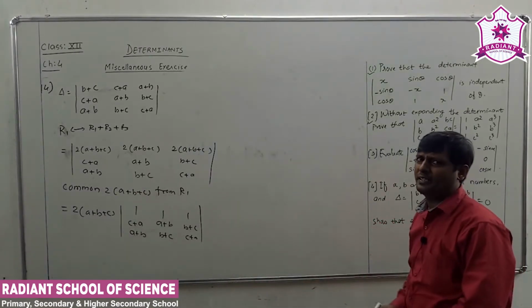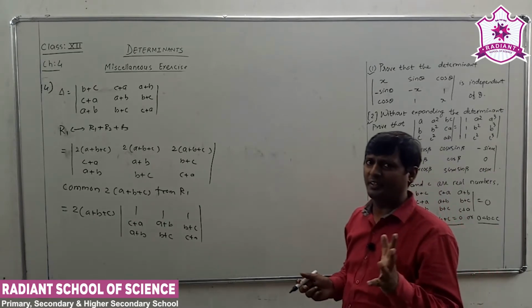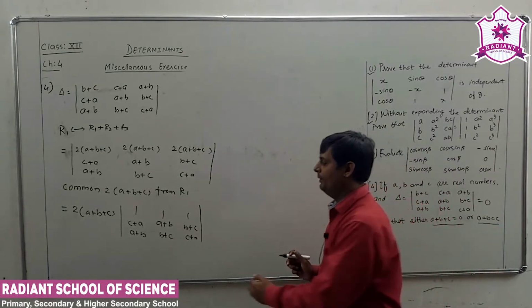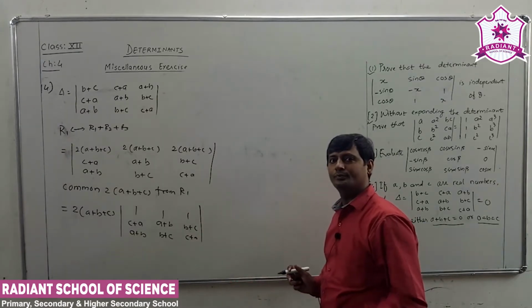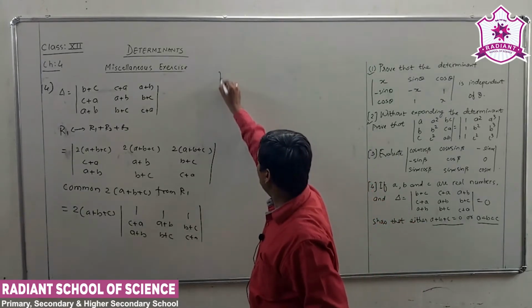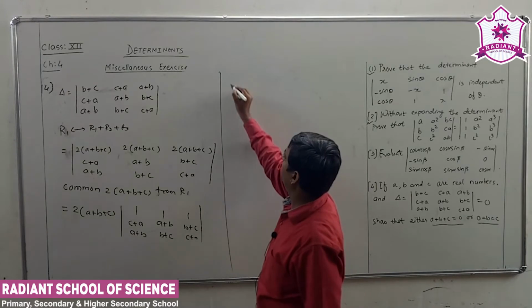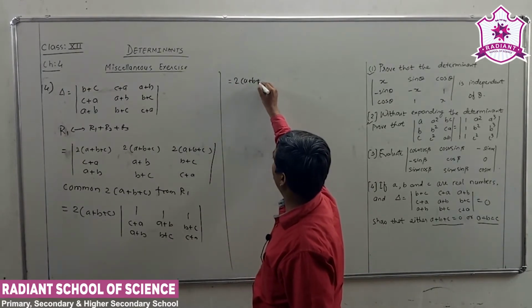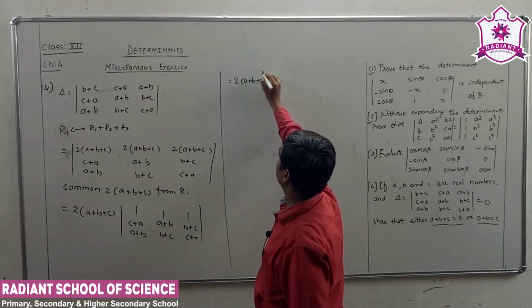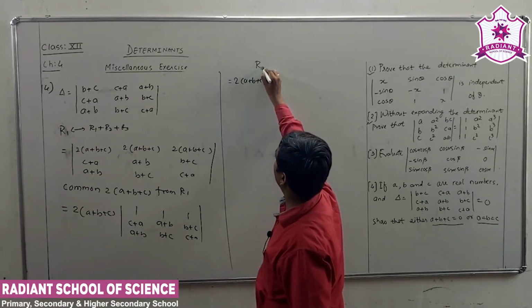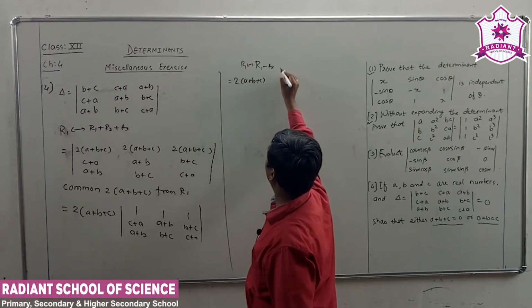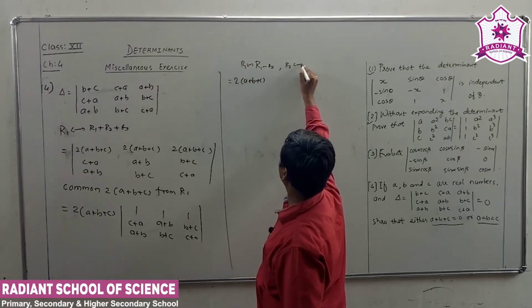Now a plus b plus c. So you need only the simplification. Just try. So simple, minus. Got it? So now the operation is very simple. Here the 2 into a plus b plus c. So put R1 minus R2 in R1. So operation on R1 and R2.